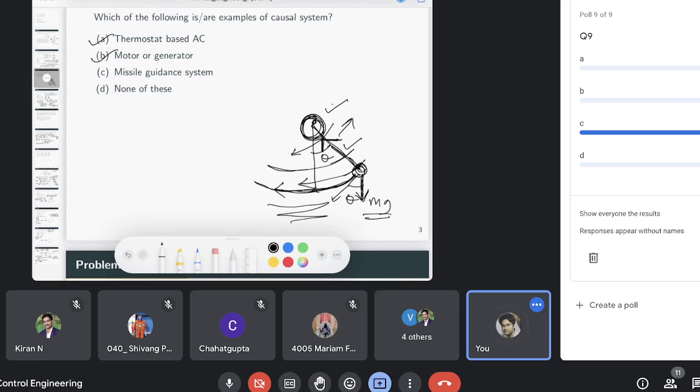Okay, so if you don't have any doubt, you can also leave. You are free to leave. If you have a doubt regarding any question or any concept only, you can ask.